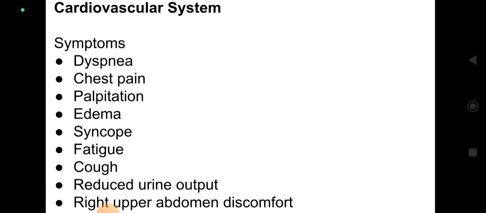Now we will learn about cardiovascular system. The symptoms associated are dyspnea, chest pain, palpitation, edema, syncope, fatigue, cough, reduced urine output, and right upper abdomen discomfort.